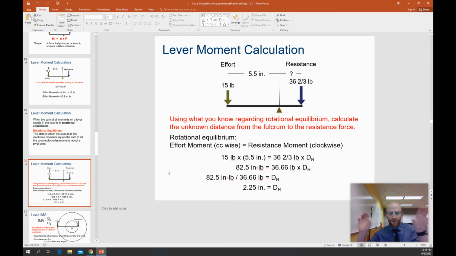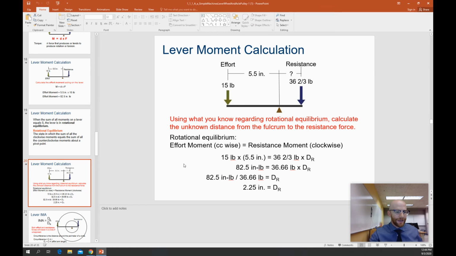So it's just basic algebra at that point, because we have 82.5 and we have 36.66 times x, or in this case, x is the distance of the resistance. That has to equal 82.5 over here. So 36.66 times 2.25 equals 82.5. And you do that by what? Well, we have 82.5. We divide by 36.66. That leaves us with the x on one side of the equation, which is 2.25.